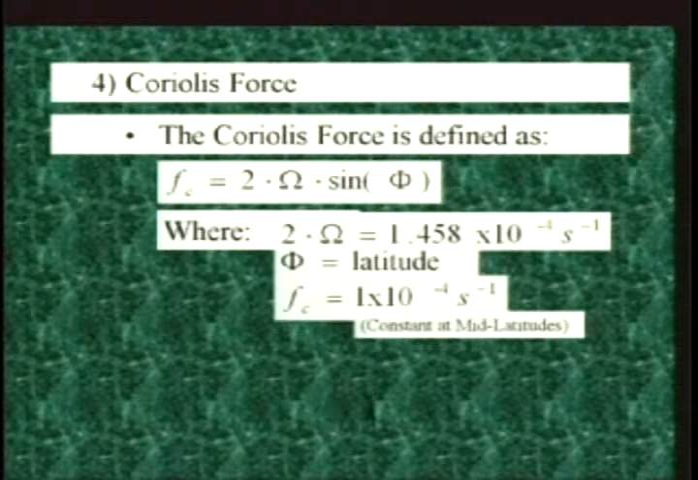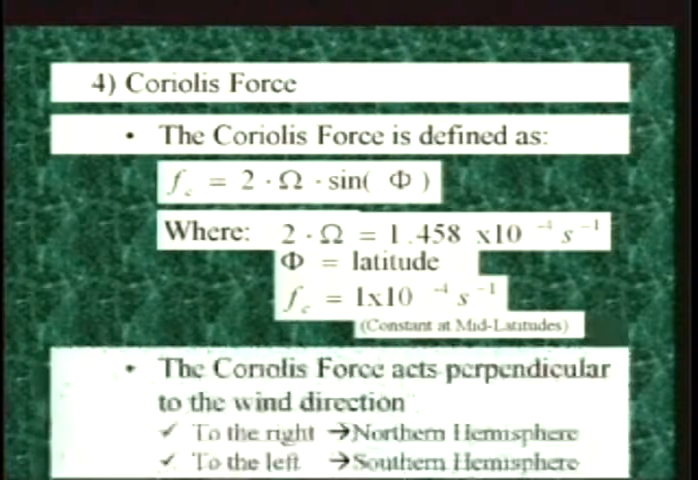This is just a bunch of fancy numbers and equations and symbols for me to show you. But what I'm also telling you is that in the mid-latitudes, which is where you're primarily forecasting the weather for, Coriolis force is usually a constant. The Coriolis force acts perpendicular to the wind direction. It will turn things to the right in the northern hemisphere and to the left in the southern hemisphere.